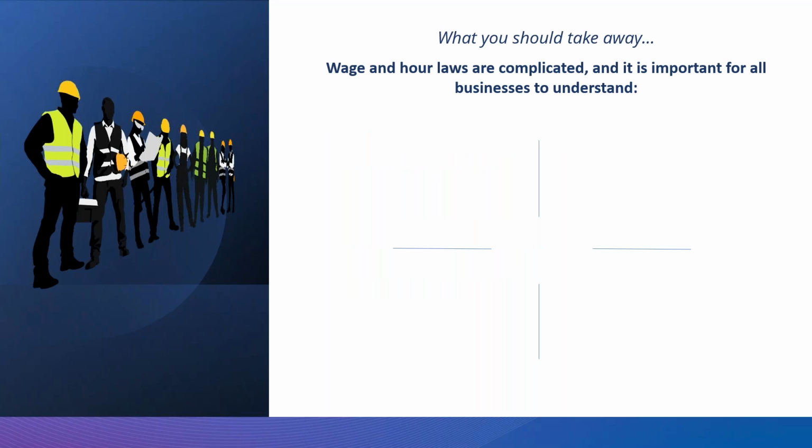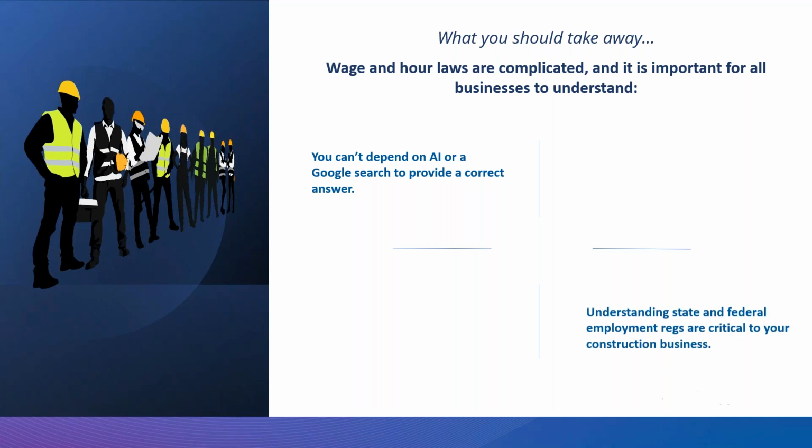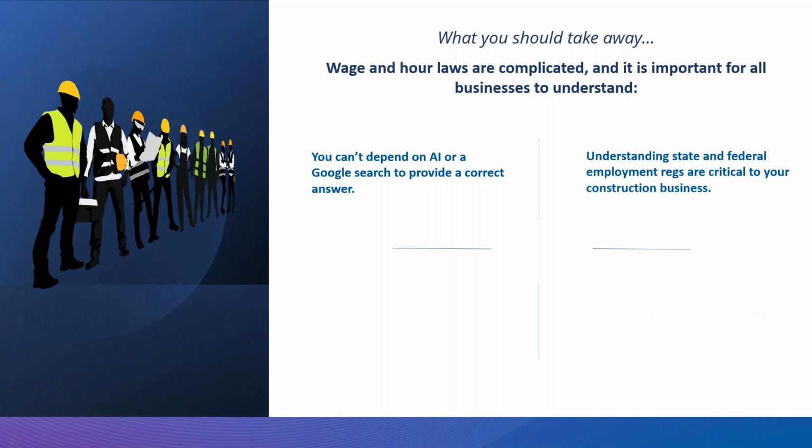All right, Jason, if you would give us a quick recap and takeaways from today. Sure. So what you should take away from this is that this is very complex. There's a lot of detail here, and do not depend on AI. I know it's all the rage, but don't depend on AI or even a Google search to provide the correct information. It could be outdated. You could find something from last year and it's just been changed. It's just not worth it.